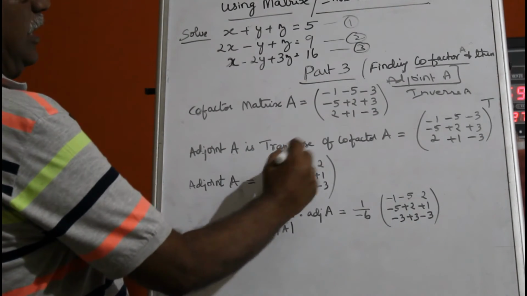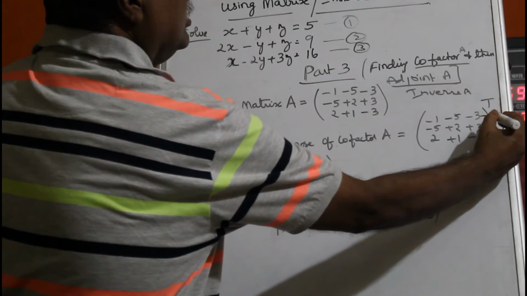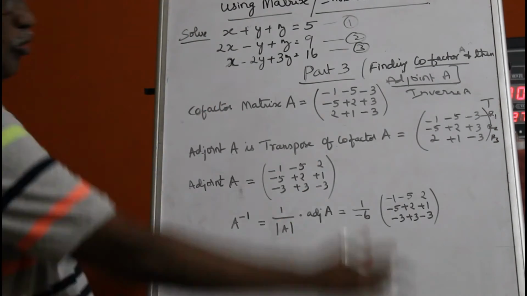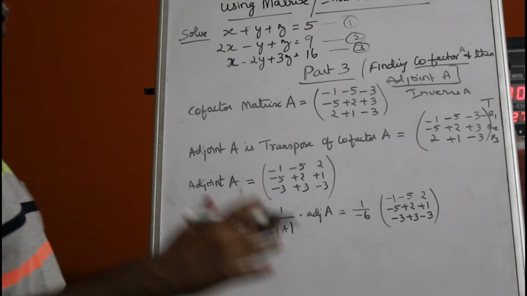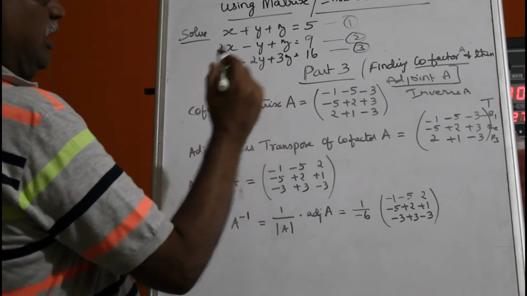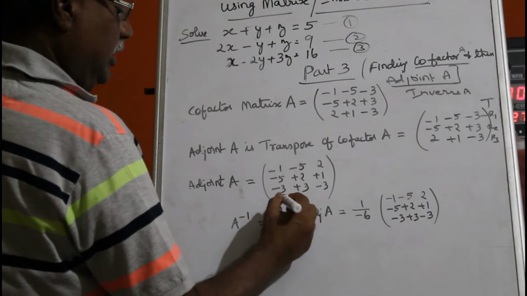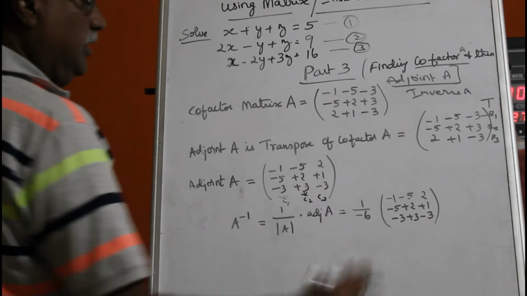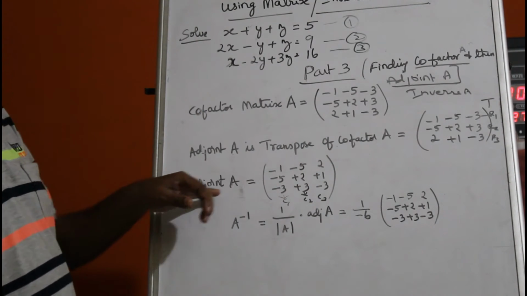Adjoint A is nothing but transpose of cofactor A. This cofactor A you must transpose. Transpose means this is called row 1, this is called row 2 and row 3. So rows you must change into columns. Changing the rows into columns is called transpose, or columns into rows is called transpose. Any one you can do it. So this cofactor matrix you must transpose to get adjoint A. So the first row becomes column 1, the second row becomes column 2 and column 3. So the transpose of cofactor matrix is called adjoint A.